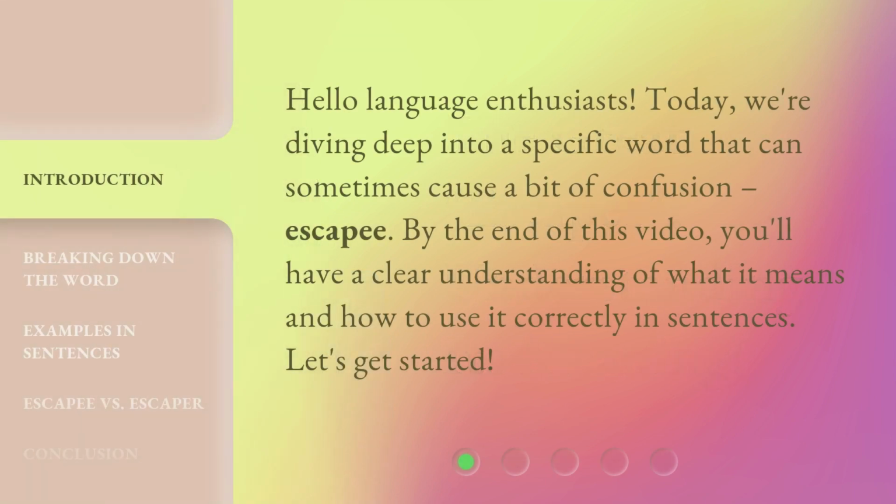Hello language enthusiasts. Today, we're diving deep into a specific word that can sometimes cause a bit of confusion. Escapee. By the end of this video, you'll have a clear understanding of what it means and how to use it correctly in sentences. Let's get started.